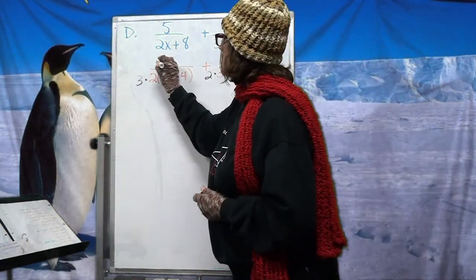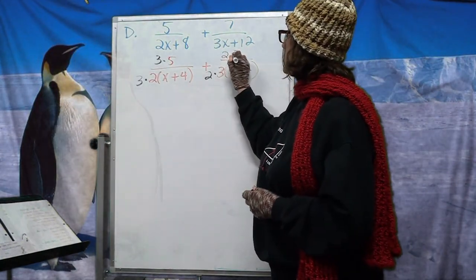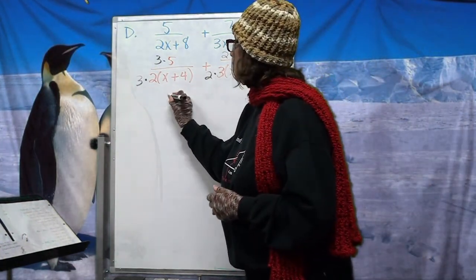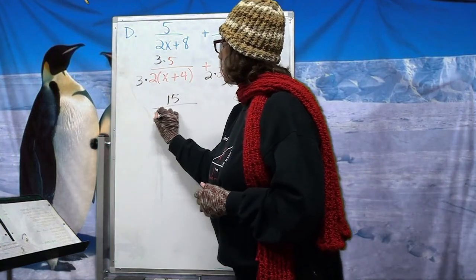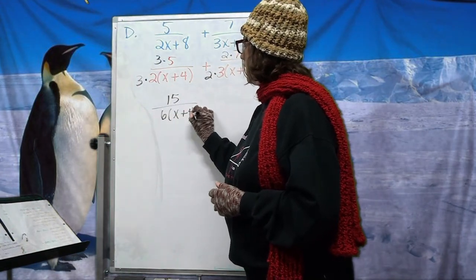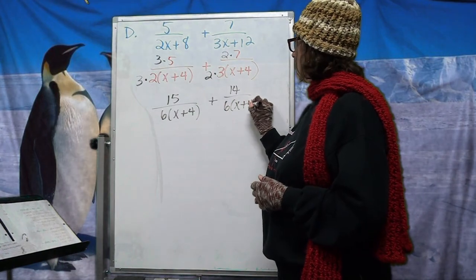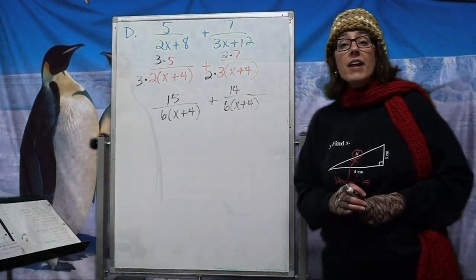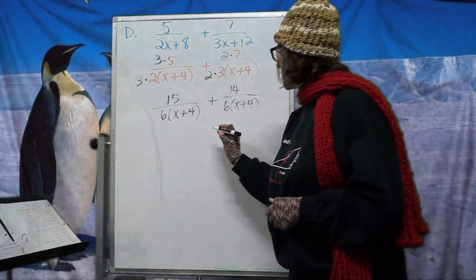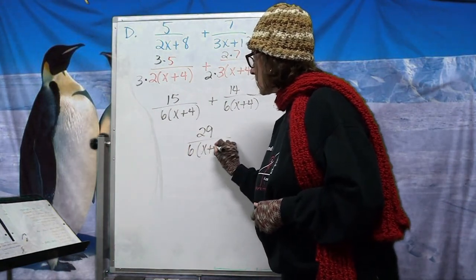So I'm going to multiply this numerator by 3 so that I don't change the value, only the looks. I'm going to multiply this numerator by 2, yet again, so I don't change value, only looks. That gives me a 15 on this one over 3 times 2, which is 6, and this one becomes a 14 over 6. Now that I have those common denominators, I am ready to combine the numerators. 15 plus 14 gives me 29, and it's 29 over 6 times x plus 4.